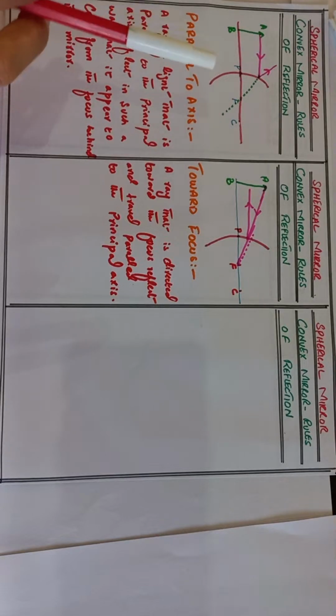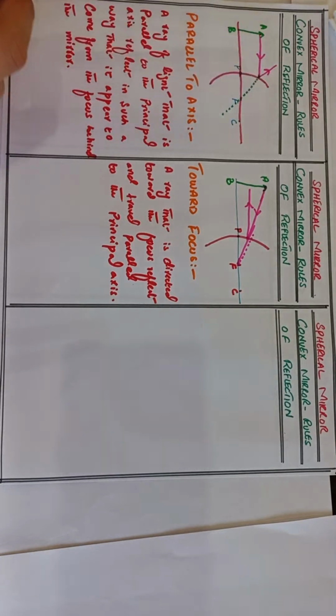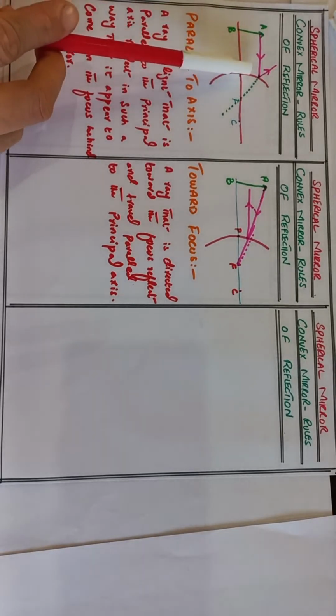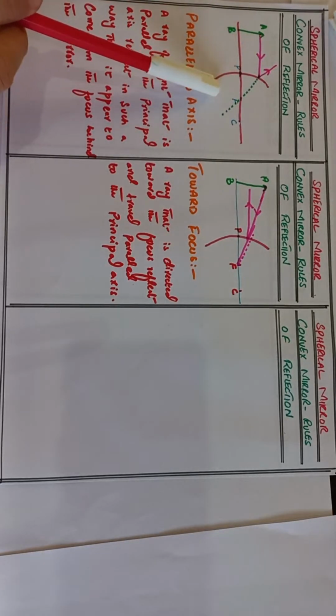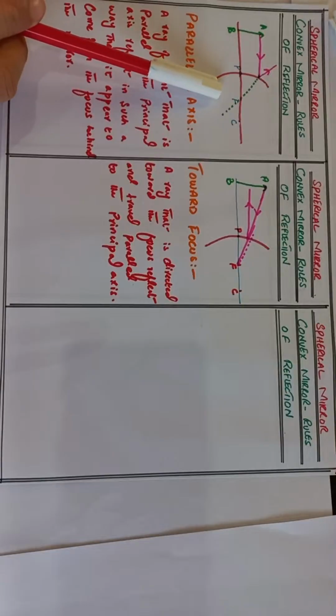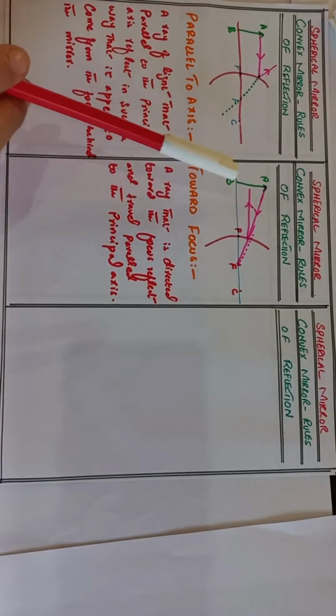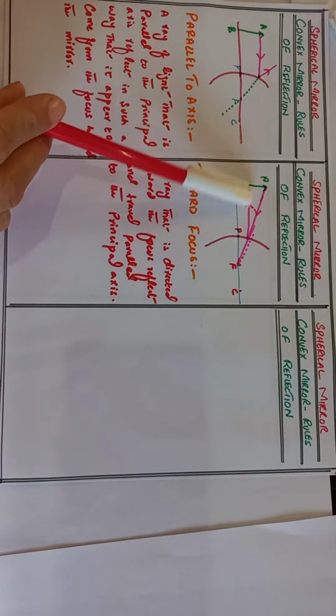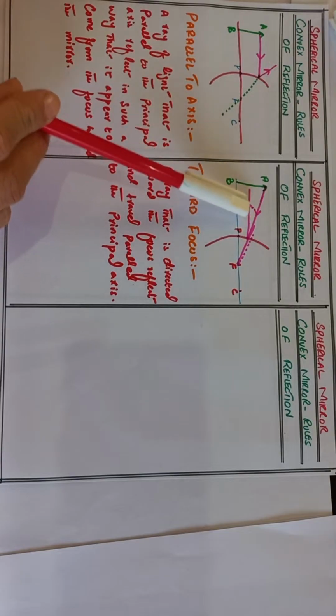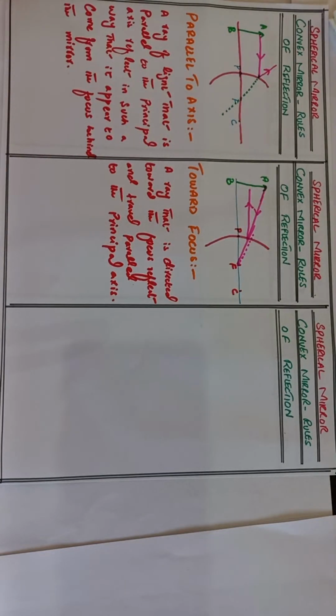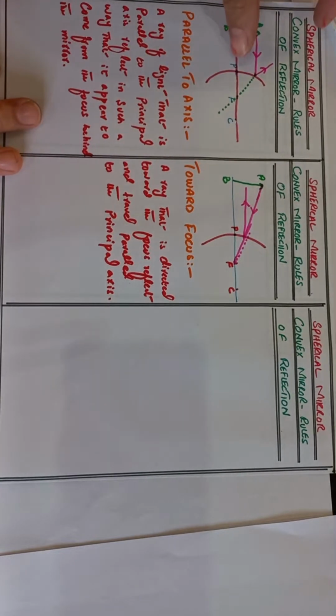First rule: the ray that is parallel to the principal axis reflects, and if we trace behind the mirror, it appears to come from the focus of the convex mirror. Second rule: when the ray is directed toward the focus of the mirror, it reflects back and becomes parallel to the principal axis. Now we discuss the third rule. Third rule: when the ray is directed toward the center of curvature, it reflects back along the same path.